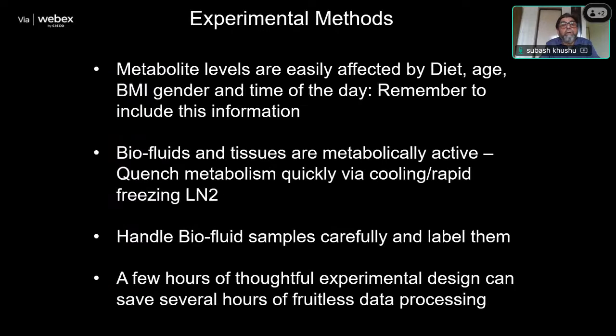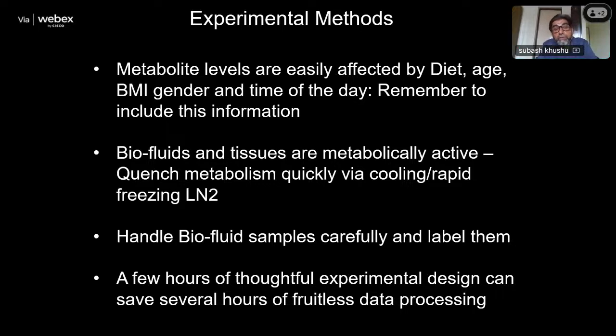As for experimental methods, metabolite levels, as I said earlier, are easily affected by diet, age, BMI, gender, and time of the day. So you should account for these parameters when you take samples from humans. It is always preferred to take a 12 hours fasting sample, because whatever you have eaten last night can affect your sample. Then biofluids and tissues are metabolically active. So as soon as you draw the sample, after some time, you should cool them to freezing liquid nitrogen temperature so that these samples don't degrade.